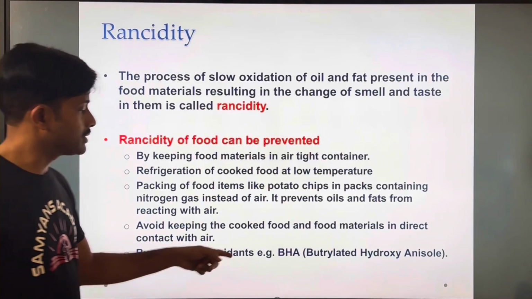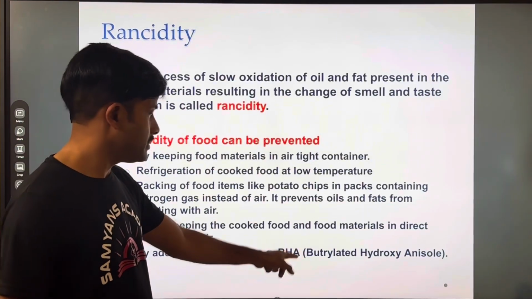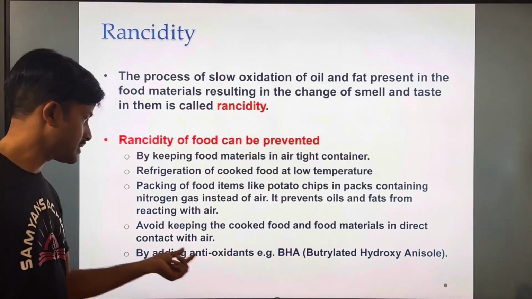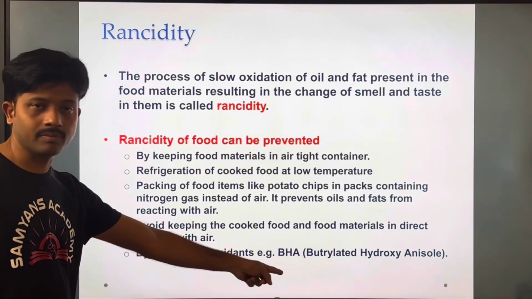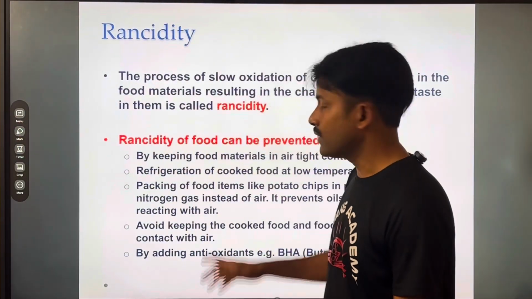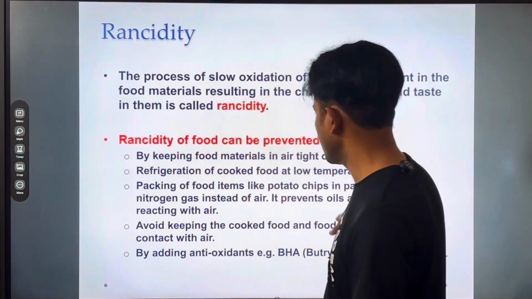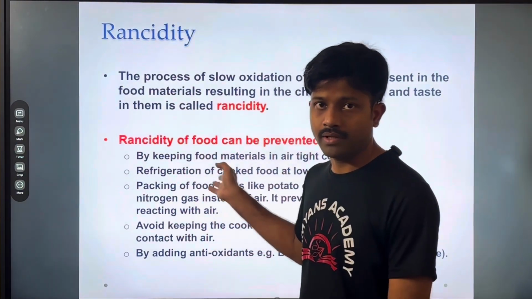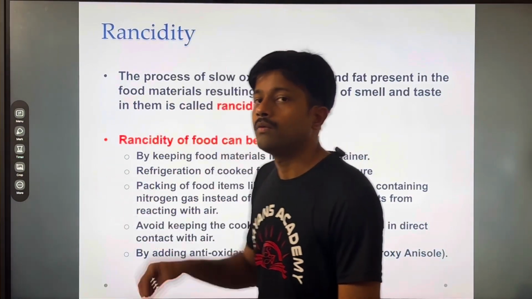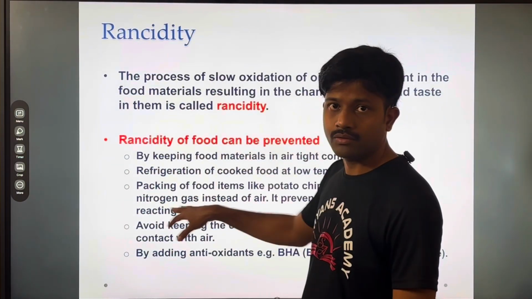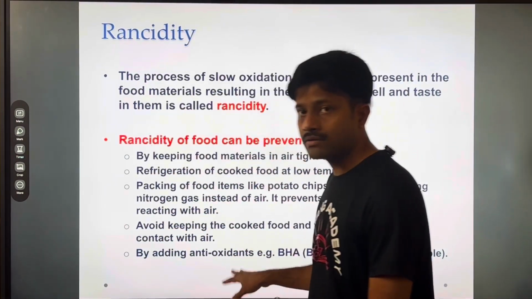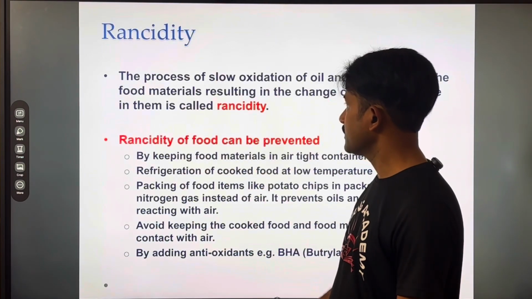So by adding antioxidant agents like BHA, butylated hydroxyanisole, we also prevent the reaction between the oxygen and the food items. We are adding this BHA. Okay, so in this way we can prevent the rancidity. So one, you have to keep the food in refrigeration, or also you have to keep the food in airtight containers. Okay, so then how do you pack the food items? While inserting the gas, what is the gas? You have to introduce nitrogen gas. Nitrogen is an inert gas, right? By adding antioxidants also, we can prevent the rancidity.